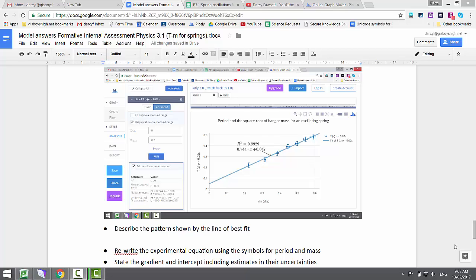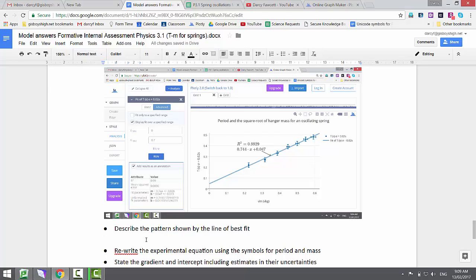Okay, so now we've transformed our graph and our uncertainties. Now we need to describe the graph and produce the equation. So, what have we got here? Well, as the square root of mass increases, the period increases, the data forms a straight line about our line of best fit, and it's got a positive gradient and a positive y-intercept.